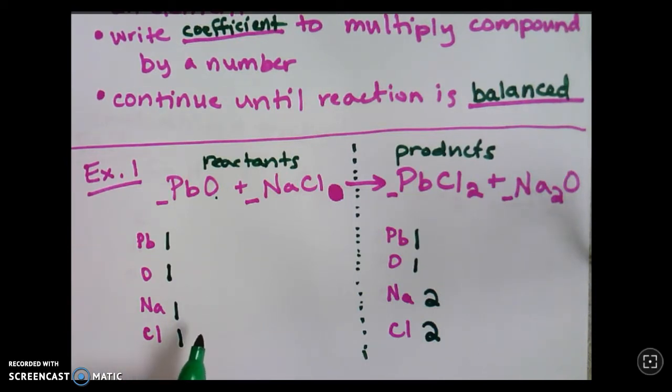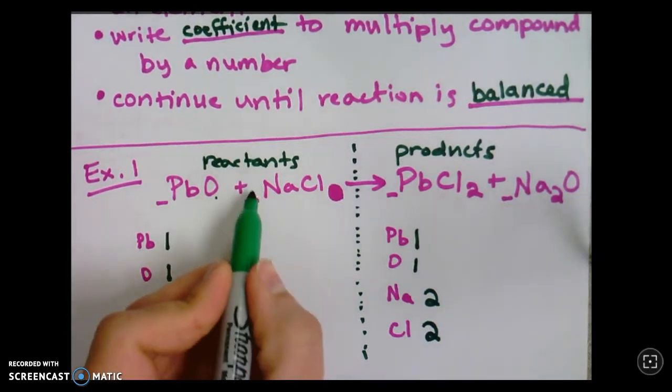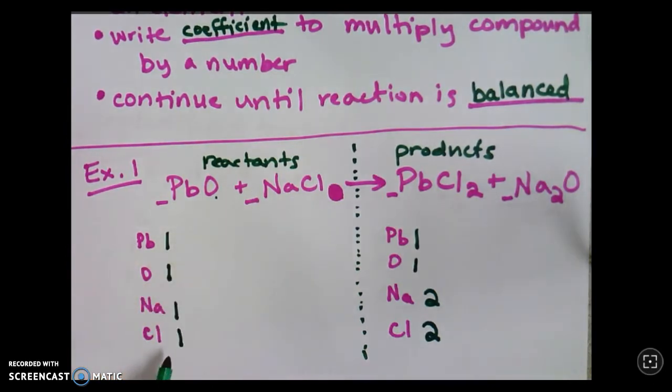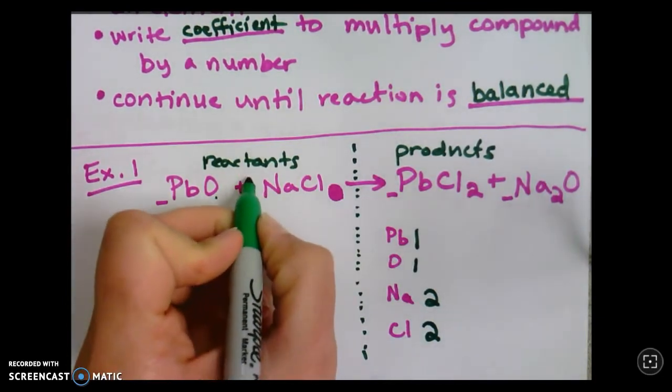So the step after counting was to figure out which side has less. This side has less. Okay, so we're going to need to multiply this side by something. The compound that has sodium and the compound that has chlorine happen to be the same one. What number do I need to multiply by 1 in order to get 2? Because I want it to be equal to this. I'm going to need to multiply by 2.